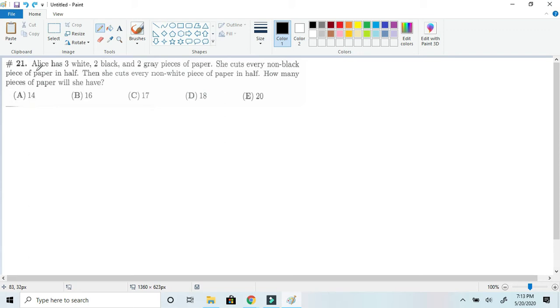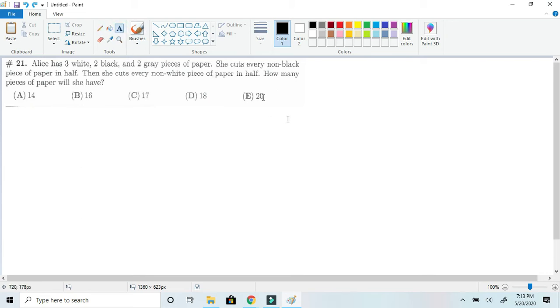Alice has 3 white, 2 black, and 2 gray pieces of paper. She cuts every non-black piece of paper in half. Then she cuts every non-white piece of paper in half. How many pieces of paper will she have? And the answer choices for this problem are 14, 16, 17, 18, 20.